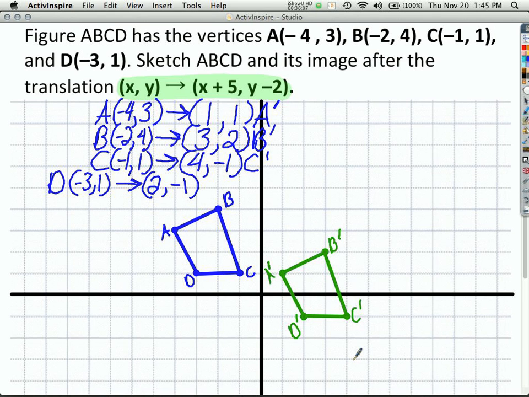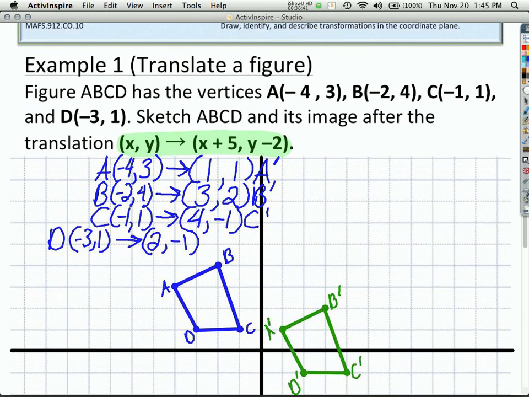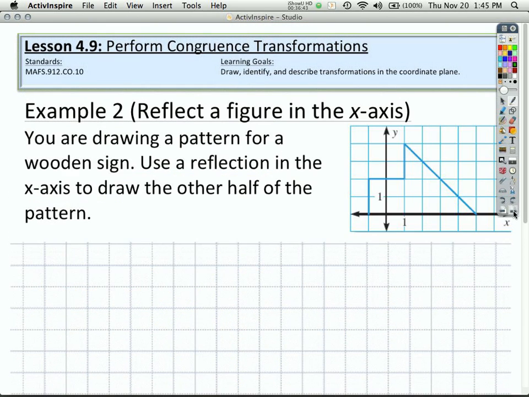And so now, using coordinate notation, we have transformed ABCD to A prime, B prime, C prime, D prime. And this is a congruence transformation because we moved the figure, but we didn't change the shape and we didn't change its size. Any questions about what we did here? Any concerns? Okay, nothing at all? All right, so let's take a look at a different one.